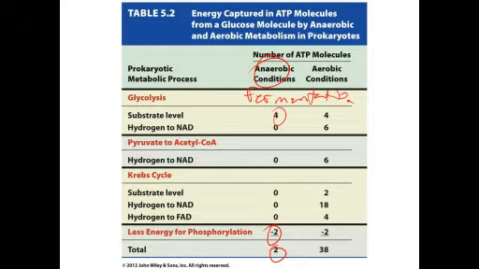Aerobic conditions, aerobic cellular respiration. You produce a total of 38 ATP. 36 to 38.